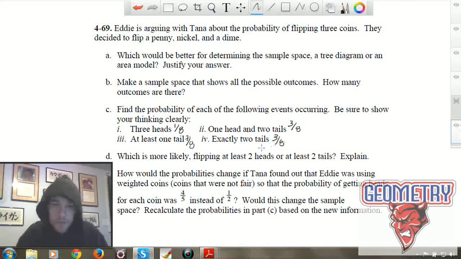So 3 out of 8 for 2 tails. Okay. Which is more likely? Flipping at least 2 heads or at least 2 tails? Explain.